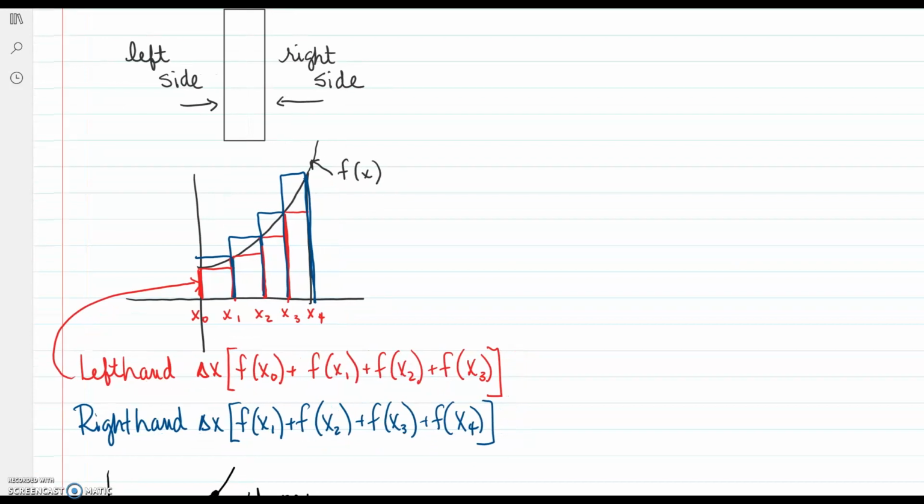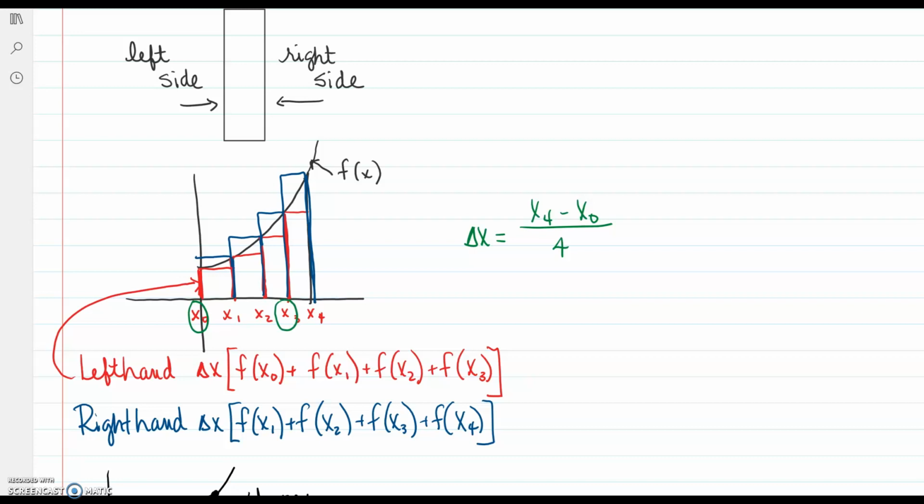So if I take a function f of x, and I'm just saying the width of each one of these rectangles is change of x. We could get specific and say that change of x is equal to x4 minus x0 over 4. And that's how we found the width every time. And then whether I am using the first x and not the last.